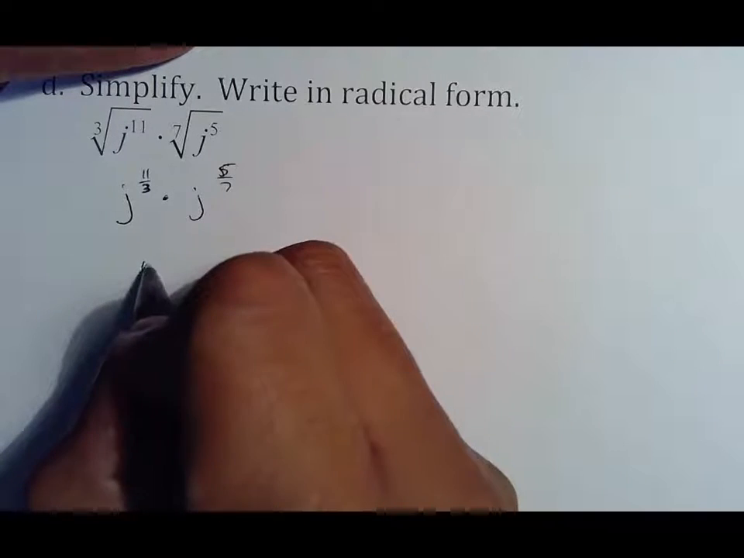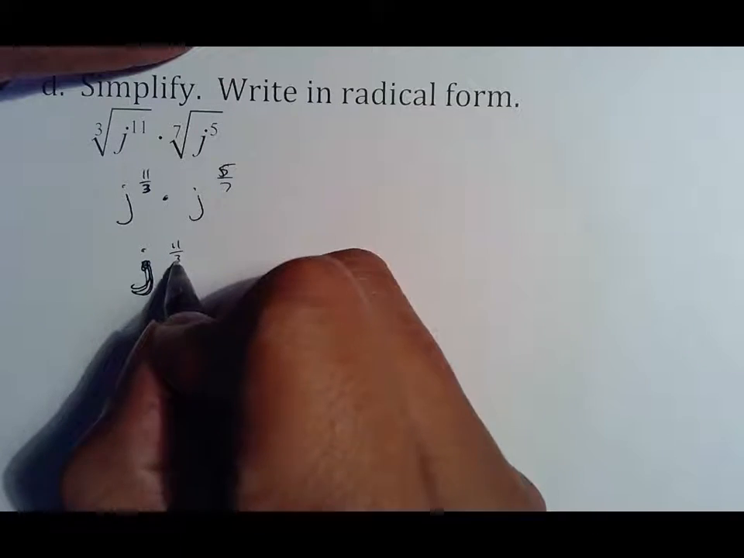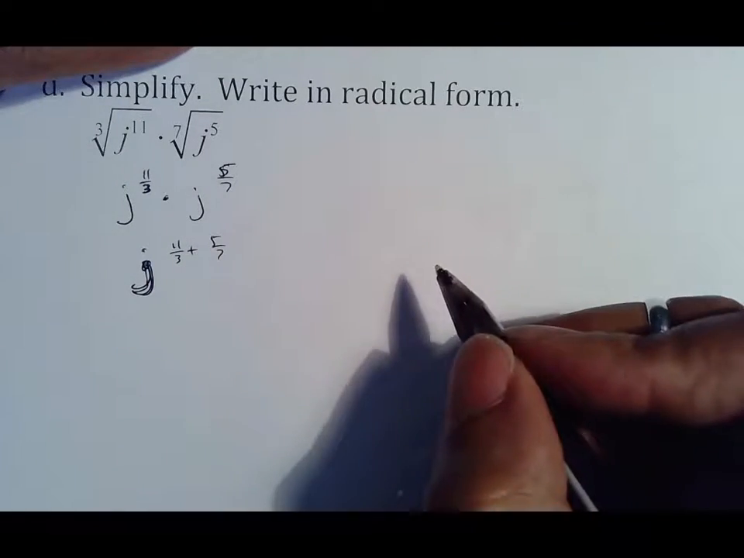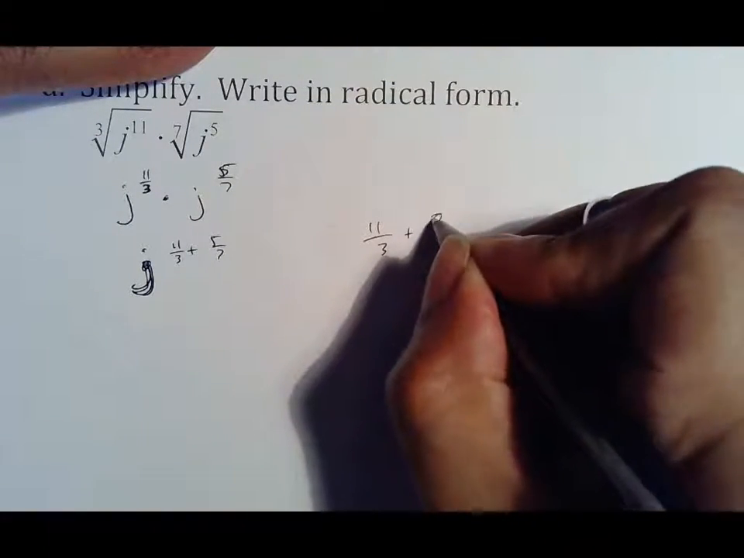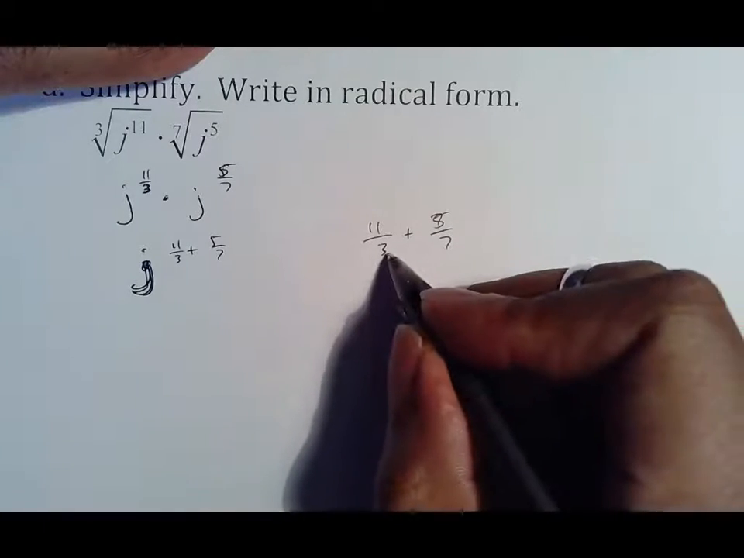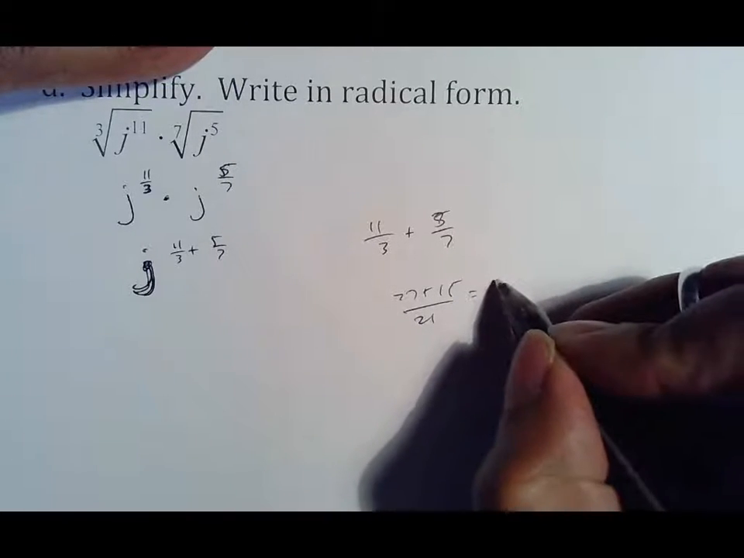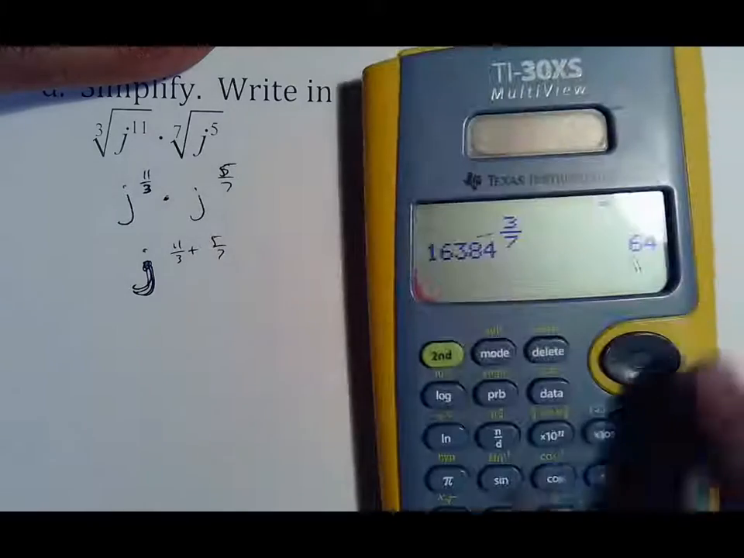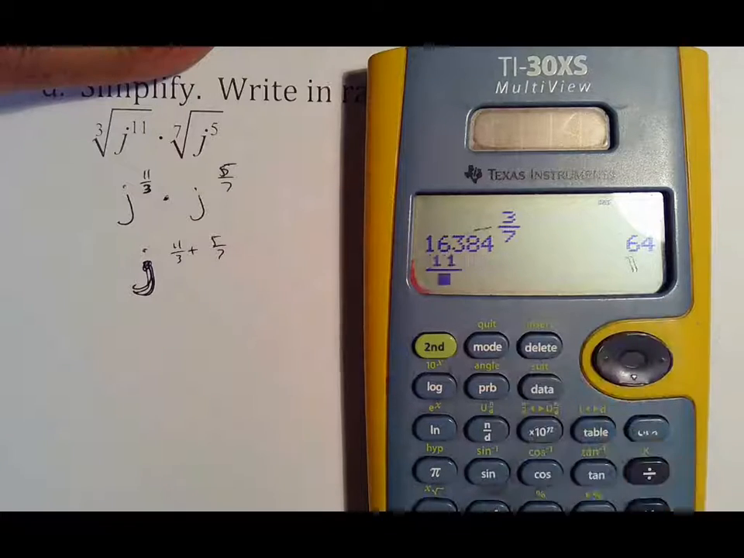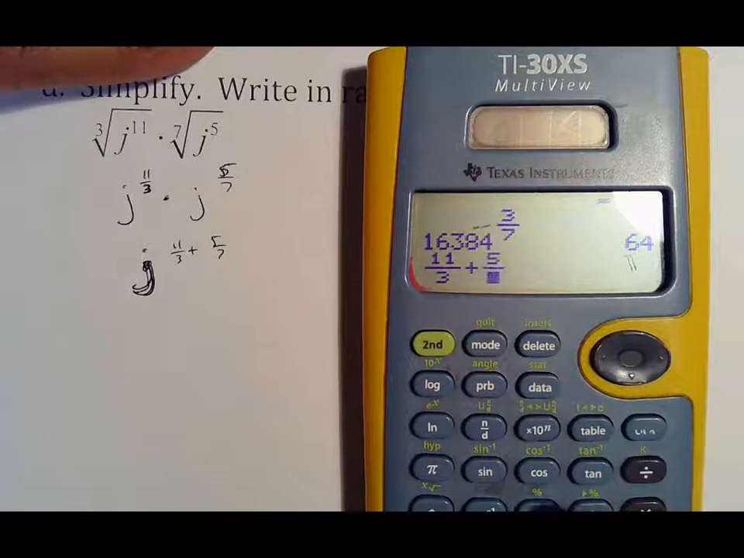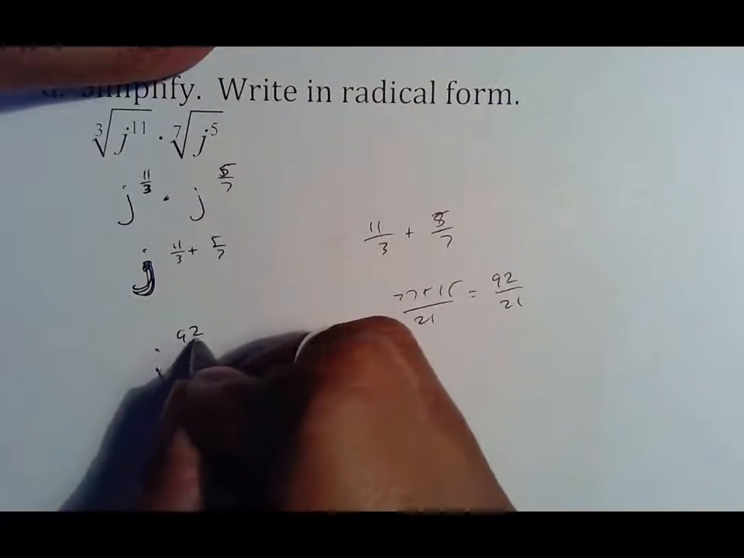Well, from what I remember, that turns into j to the 11/3 plus 5/7, right? Because you can add those two things together. I'm going to do that on paper because you need to see that sometimes just to make sure you remember. 21 on the bottom, 77 plus 15, which is 92 over 21. Let's just make sure. I'm terrible at this calculator sometimes. Yep, 92 over 21. So that is j to the 92 over 21.